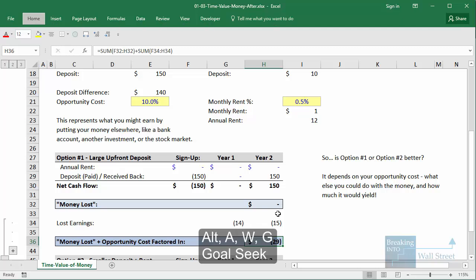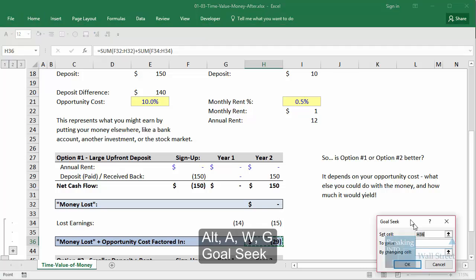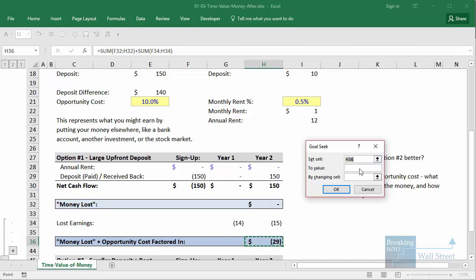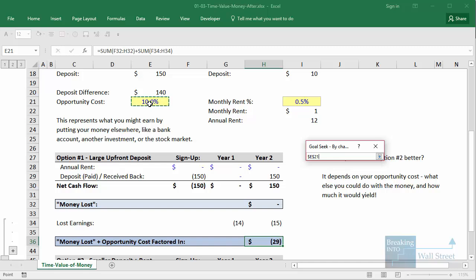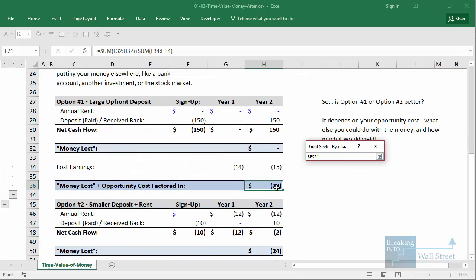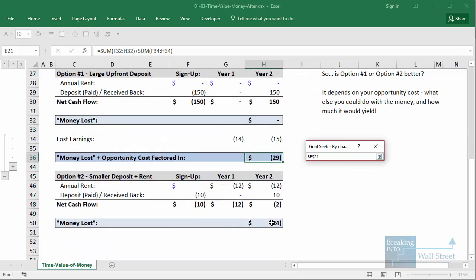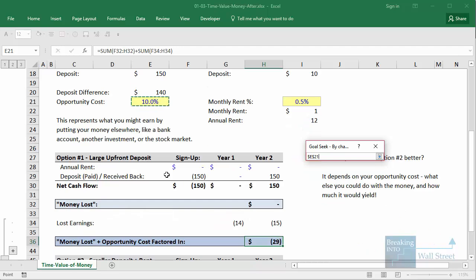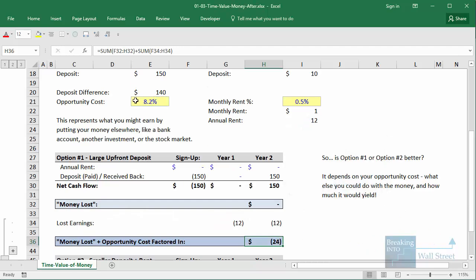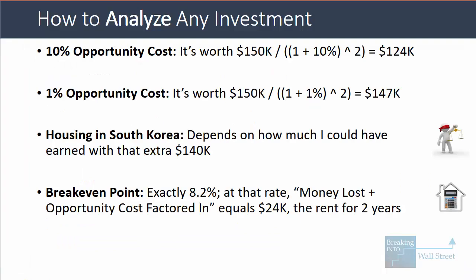So if I go to Alt-A-W-G, and I want to set cell H36 to value -24, and I want us to change cell E21, the opportunity cost to do it, Excel will solve for this and tell us the point at which the -29,000 here equals the -24,000 here by changing this opportunity cost. And the answer is 8.2%. So this is the break-even point. And what it means is that at 8.2% for the opportunity cost, the money lost plus that opportunity cost factors in equals $24,000, the rent for 2 years.